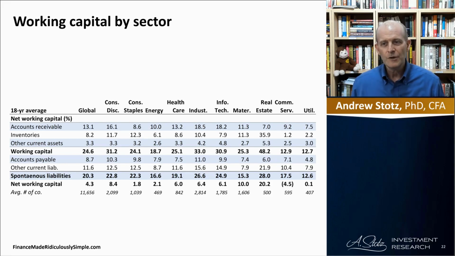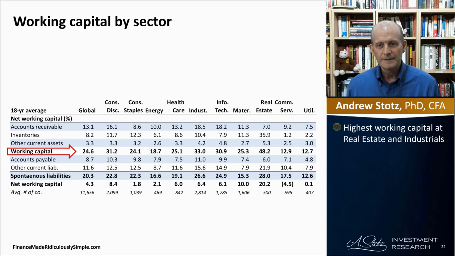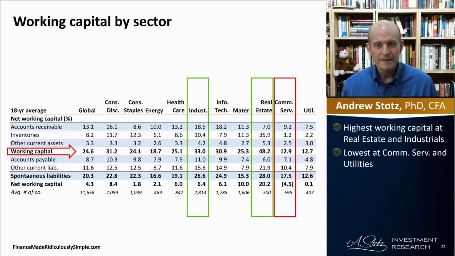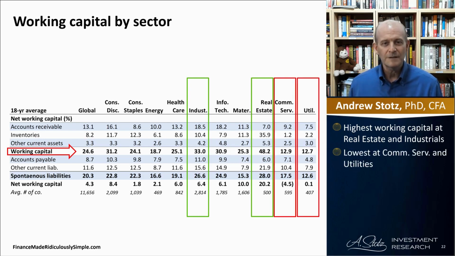Now, what I'm going to show you here is, let's look at the working capital for a moment, and we're going to look at each sector. The highest working capital is at real estate and industrials. And the lowest is at communication services and utilities. Why? Well, we know for communications and utilities, they don't have any accounts receivable and they don't have any inventory.